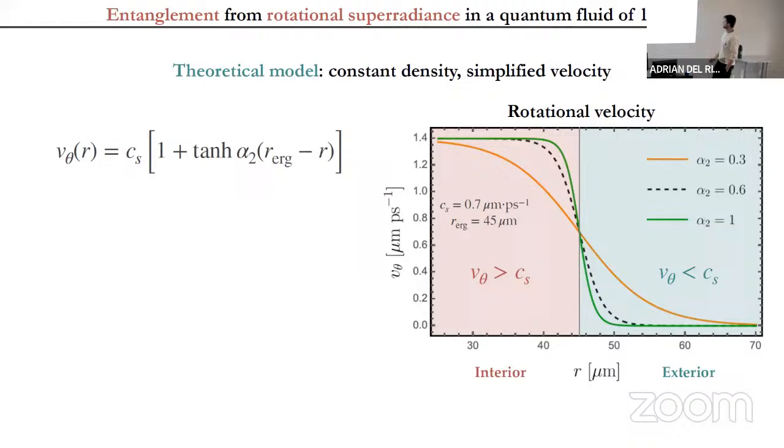Now, we wanted to predict how much entanglement these kinds of setups can generate. So we took a theoretical model with constant density and a simplified velocity profile, which is basically an approximation to a step function. The idea is to have homogeneous regions in the interior and exterior so that the matching of the modes is easier. And then we have an interior region, which is the ergoregion, and an exterior one.